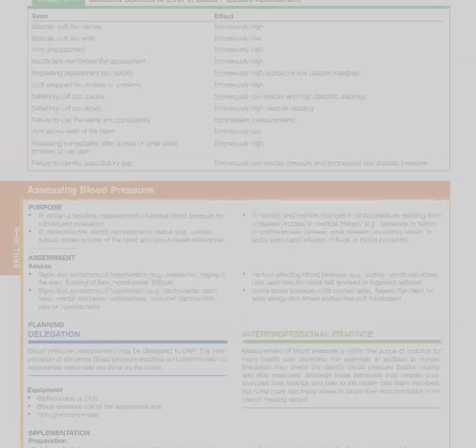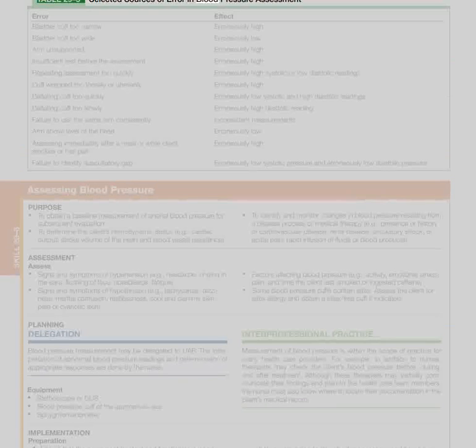Table 29-5: Selected sources of error in blood pressure assessment. Bladder cuff too narrow: erroneously high. Bladder cuff too wide: erroneously low. Arm unsupported: erroneously high. Insufficient rest before the assessment: erroneously high. Repeating assessment too quickly: erroneously high systolic or low diastolic readings. Cuff wrapped too loosely or unevenly: erroneously high.